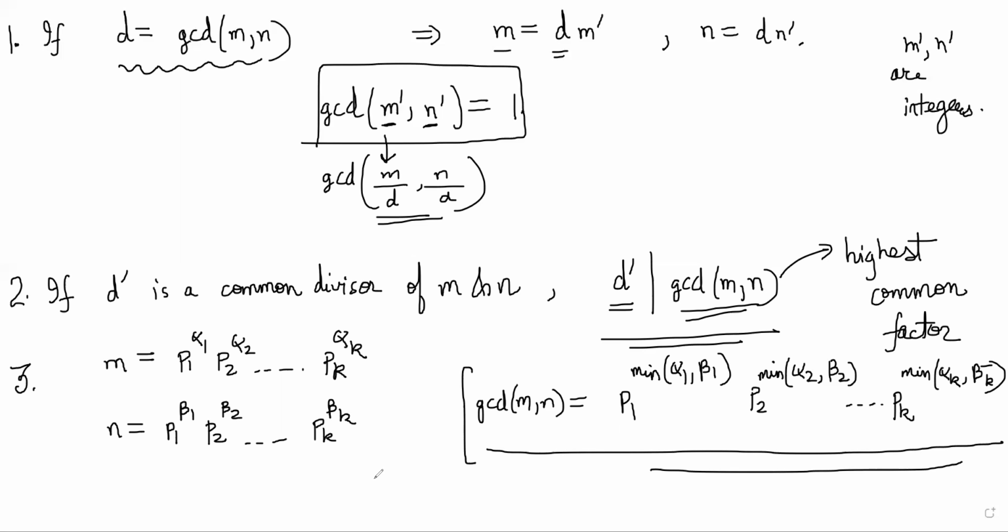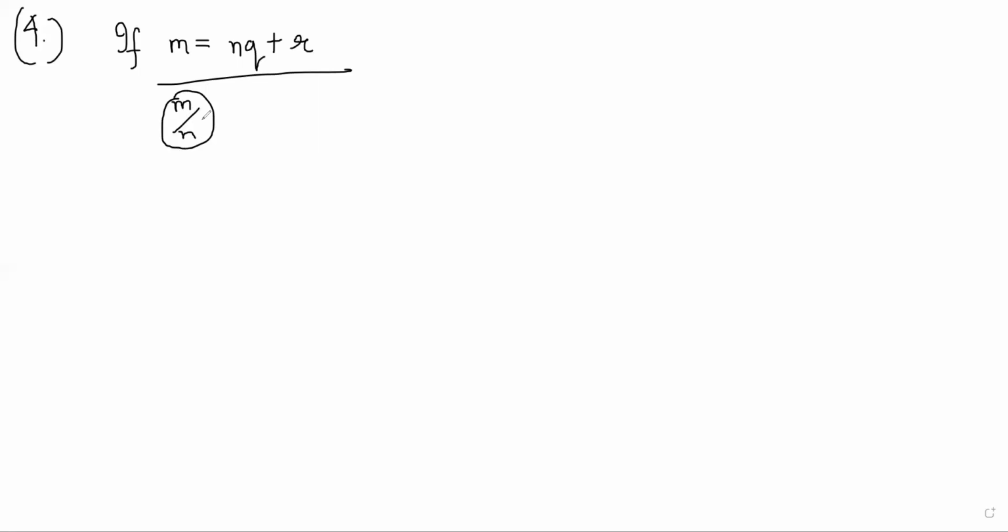What if the numbers are big, and their prime factorizations are hard to obtain? In that case, we have an algorithm, which is Euclid's GCD algorithm. We'll say that m is equal to nq plus r. Basically, what we have done here is written m as the product of n and q plus r, because this is just m divided by n. You're doing division of m by n, and you're getting quotient q and remainder r.